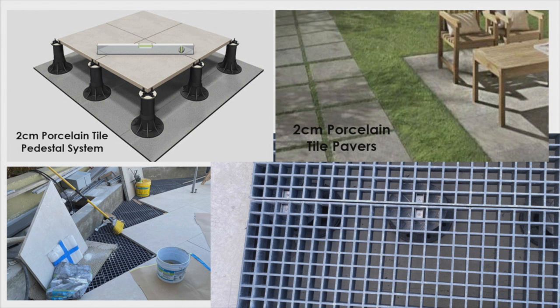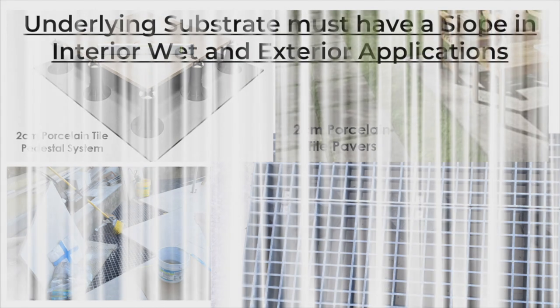But again, pedestal systems kind of look easy to install, but it's very critical how they're installed, particularly when you have a slope underneath, or if you have an unstable substrate, it can be problematic. But if you're going to install the 2 centimeter porcelains or other stones, you definitely should be using one of these tray systems.